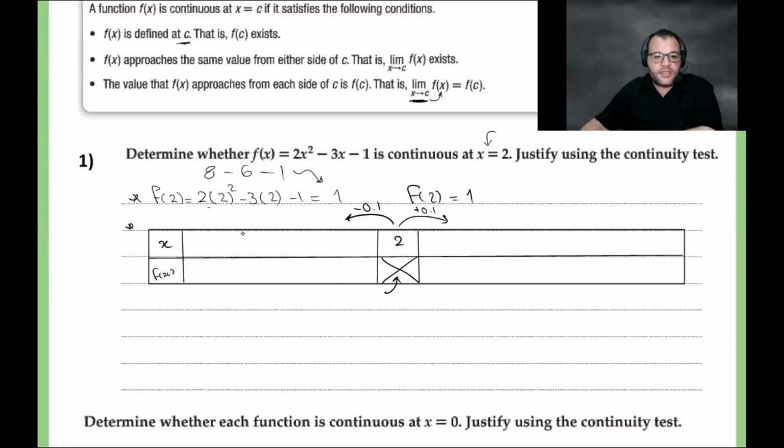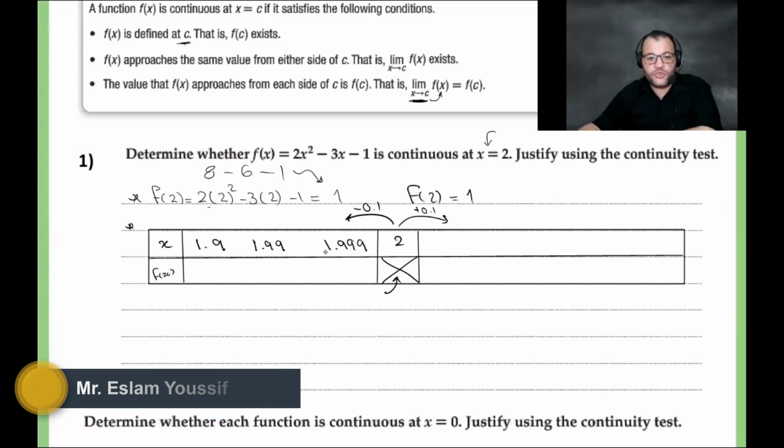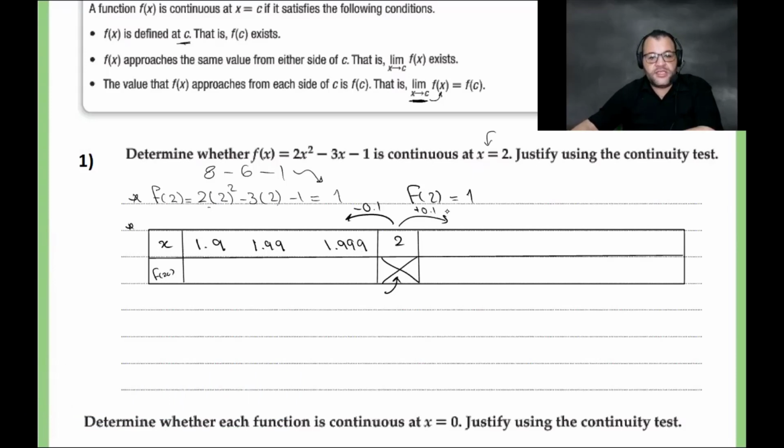So if you subtract 0.1, you will find 1.9. The next one will be 1.99. The last one will be 1.999. That's how to get closest to 2. And if you add 0.1, it will be 2.1. The next one will be 2.01. To be closest, it will be 2.001. You understand this one?